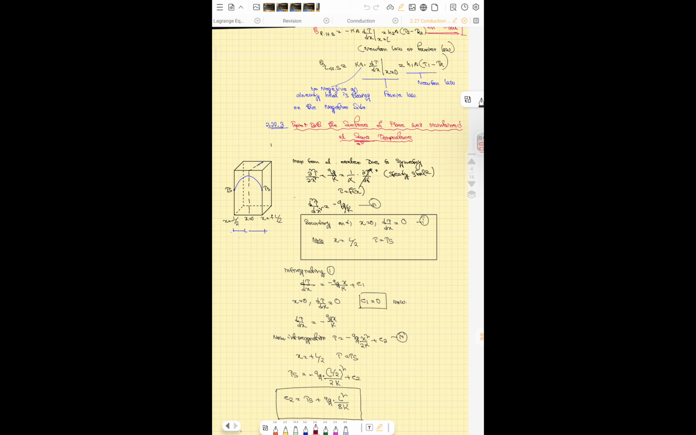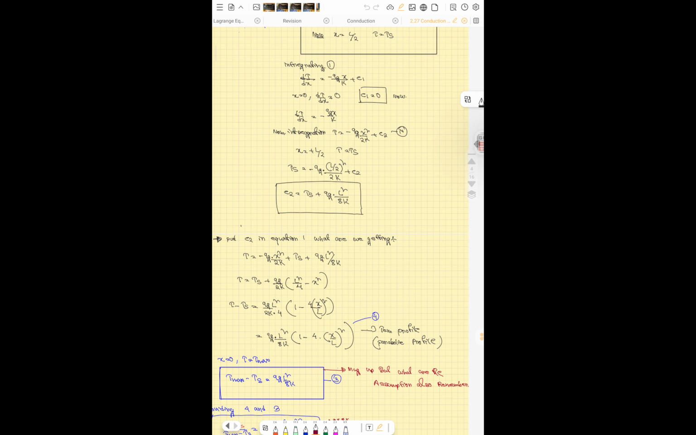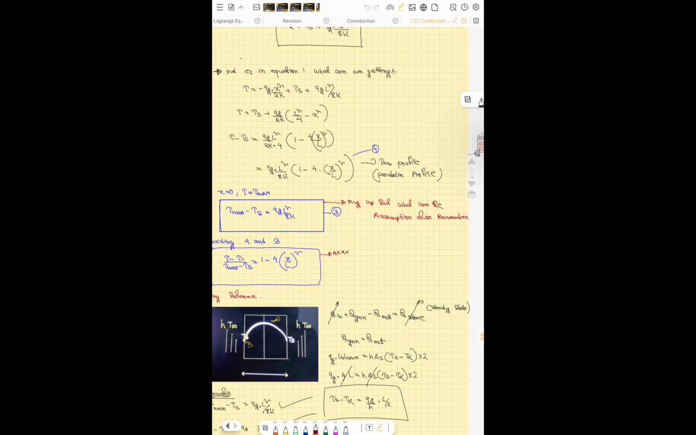At x equal to 0, dT by dx is 0, and at x equal to L by 2, T equals Ts, the surface temperature. Differentiating and integrating, what will the C2 value be? Ts equals qg L square by 8k. Then putting the C2 value in, what will the final equation be? You have already done the derivation. It is qg L square by 8k into 1 minus (4x by L) whole square.